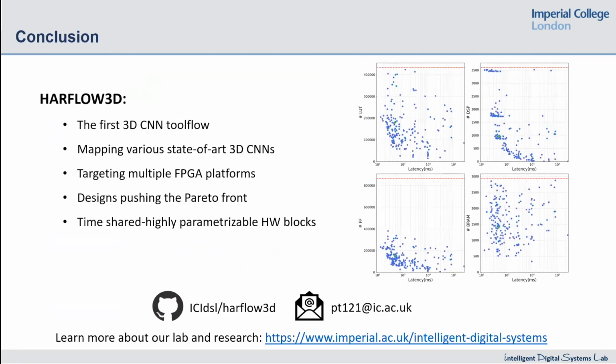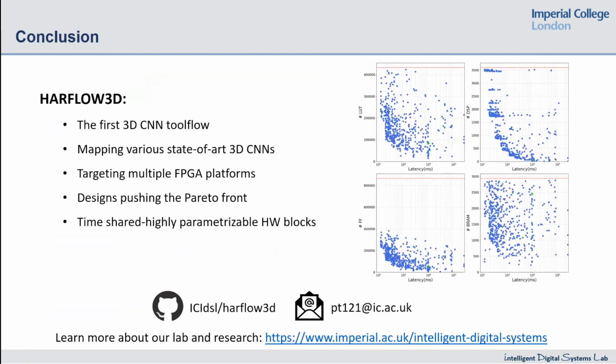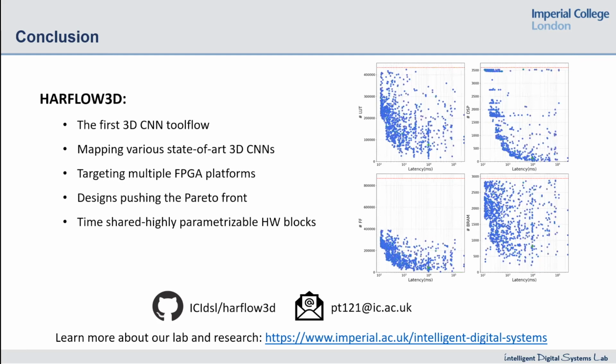So to conclude, we have introduced HARFLOW3D, which is the first 3D-CNN toolflow that is able to map various state-of-the-art 3D-CNN models, targeting multiple FPGA platforms. The designs produced push the Pareto front, and the main and core component of our design is the highly parameterizable hardware blocks. Thank you for listening, and I'm open to any questions that you may have.